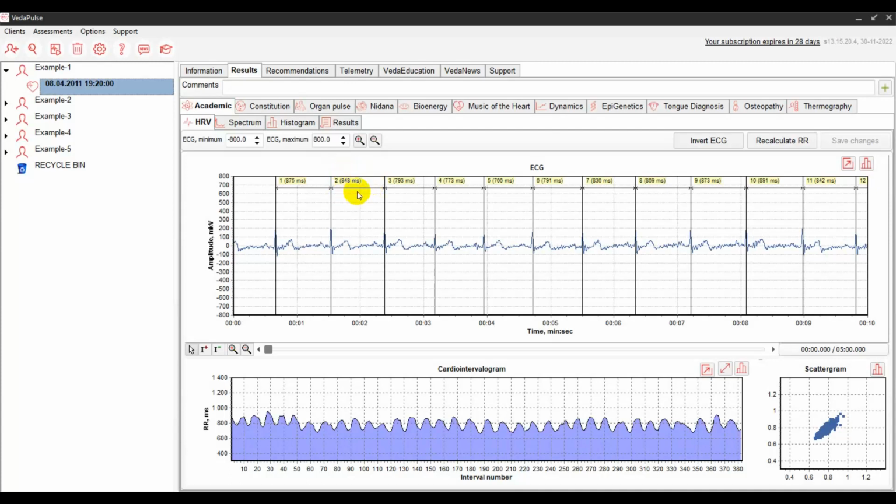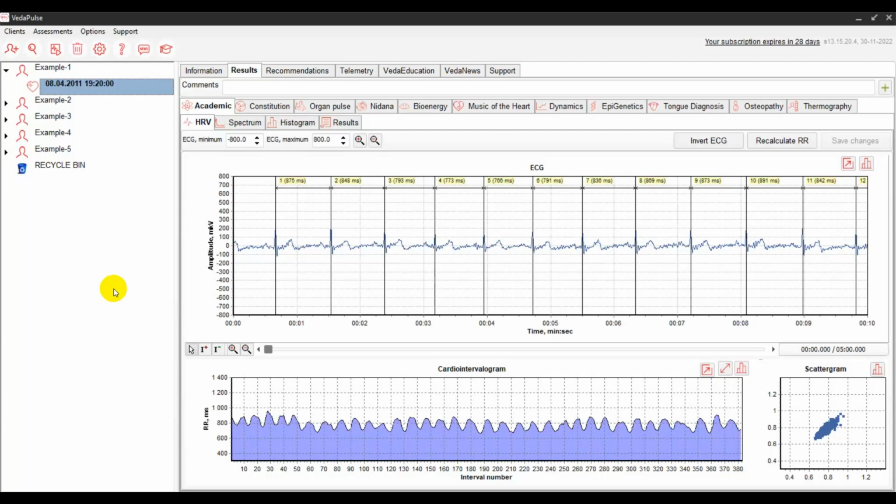Let's check the recording for artifacts. Artifacts are fragments of an electrocardiogram that require editing. They appear due to various factors: the software misrecognized the R wave, interference, temporary loss of contact, client moving, etc. Artifacts must be edited, because these phenomena cause inaccuracy in the calculation of indices and, as a result, lead to incorrect results of the assessment.